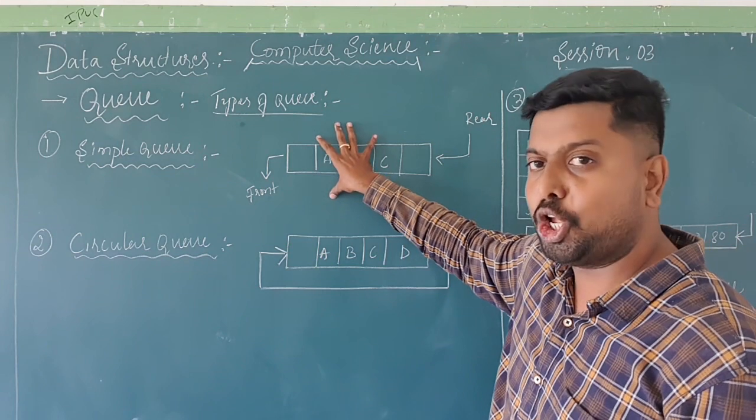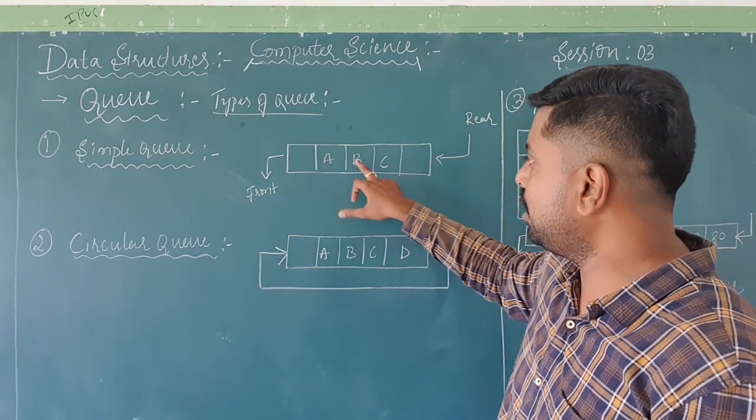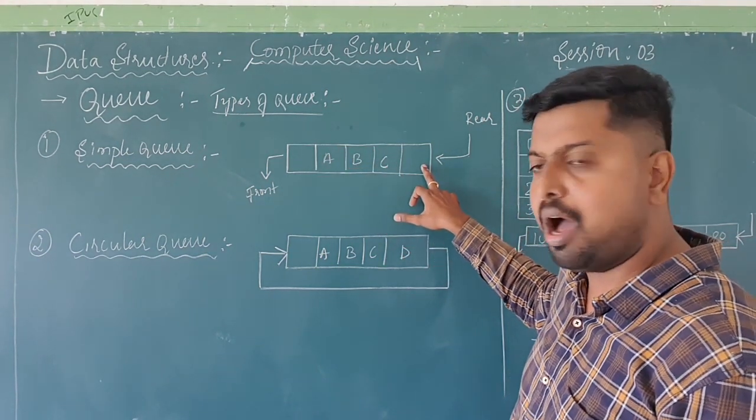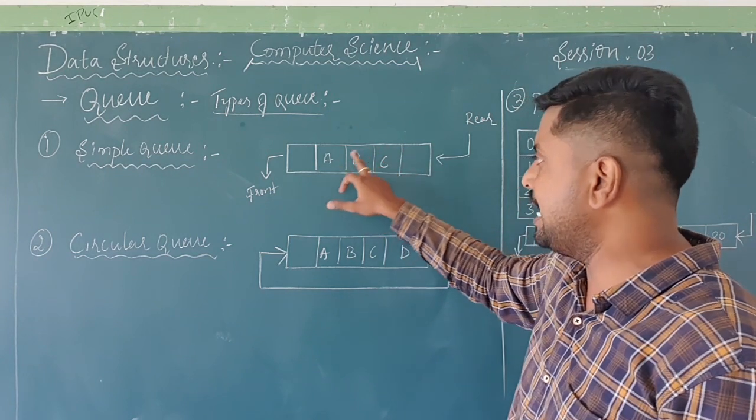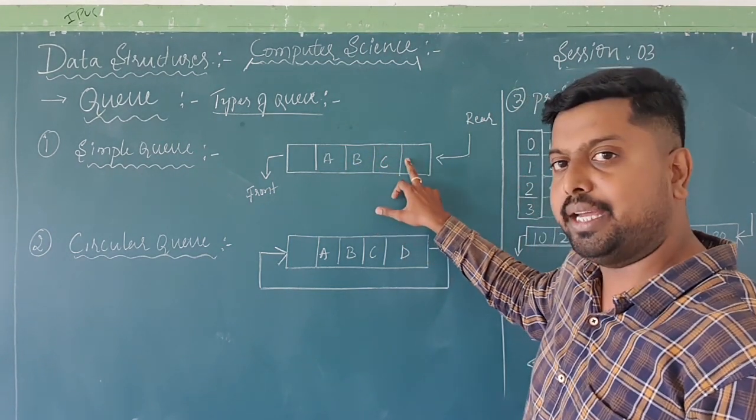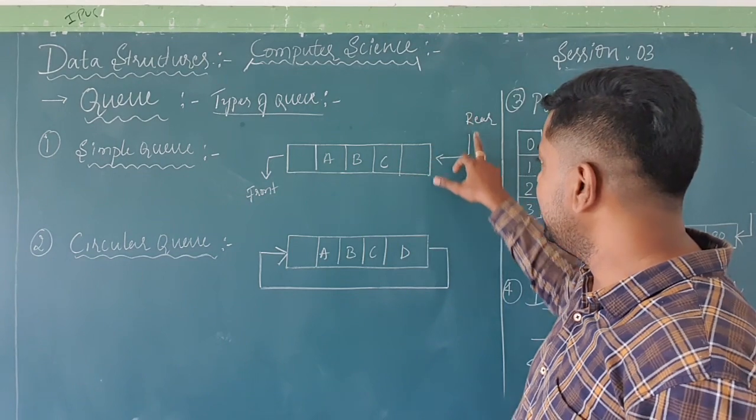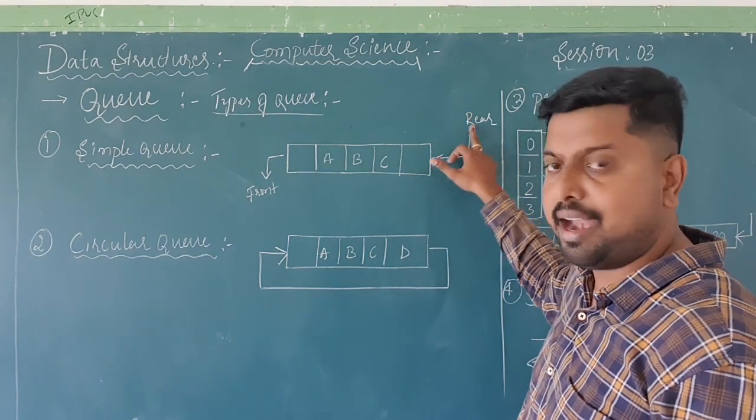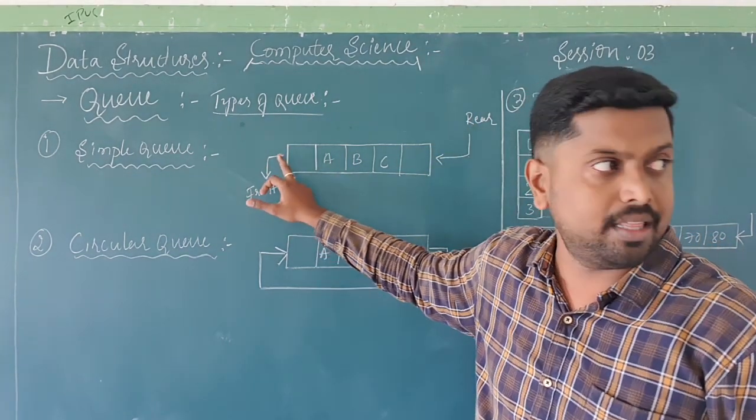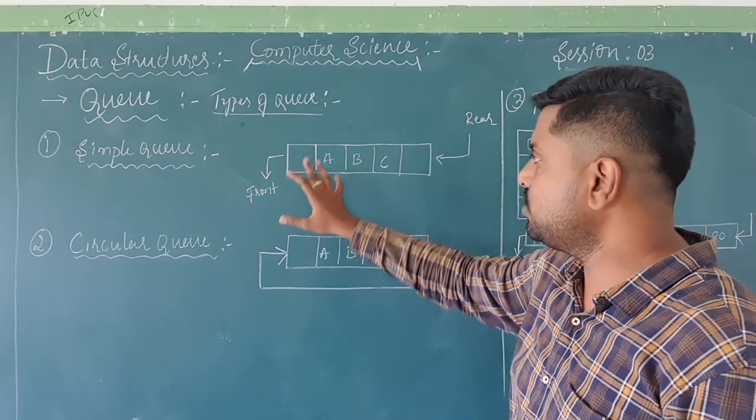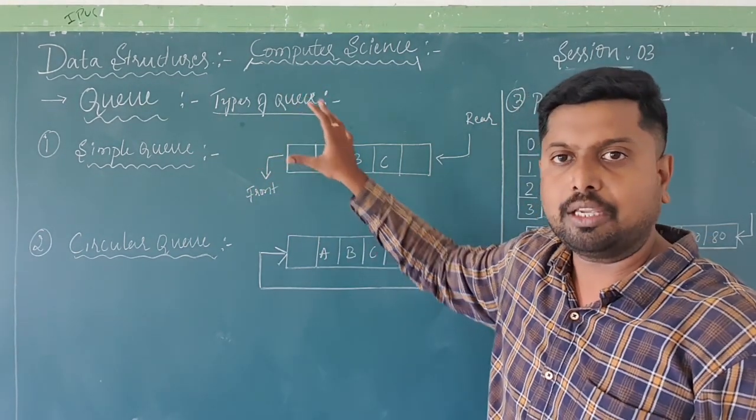In this particular queue, there are three contents: A, B and C are the contents of the queue. Here insertion takes place at the rear end, and deletion takes place at the front end. So this is what we call a simple queue.